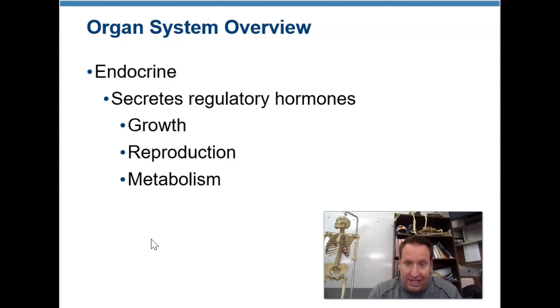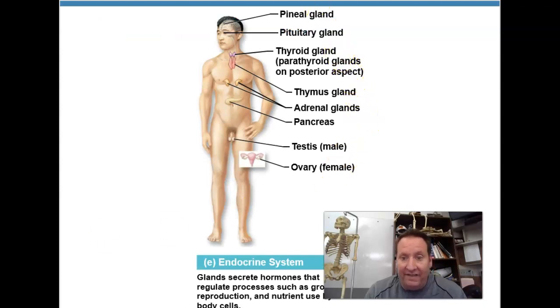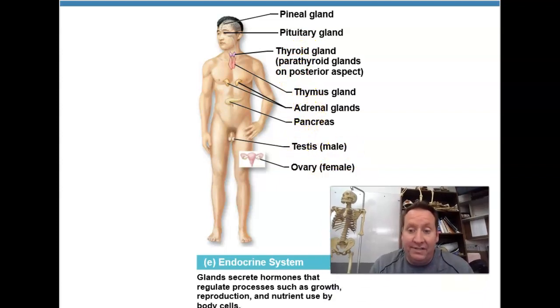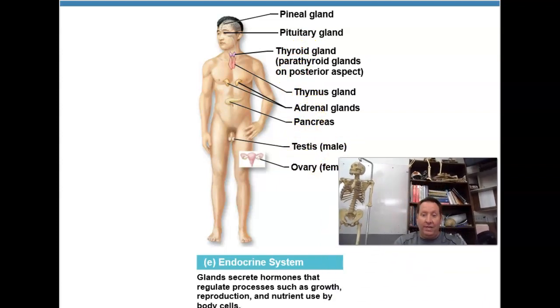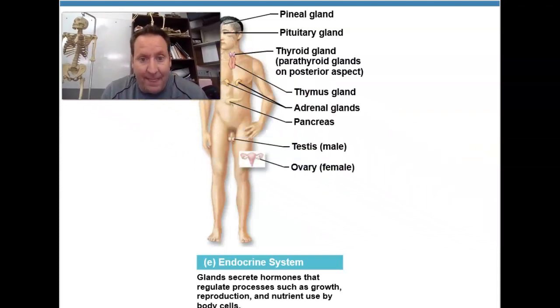The true superstars of the endocrine system are endocrine glands that secrete hormones, and these are some of the major endocrine glands of the human body that are right here. We have the pineal gland, the pituitary gland, the thyroid gland, the thymus, but you guys get the idea. These are the major glands of the endocrine system, and they're releasing hormones. And we have an amazing unit on the endocrine system that deals with a lot of feedback loops. You're going to come to love feedback loops when we get to the endocrine system. Trust me. You're going to like feedback loops.